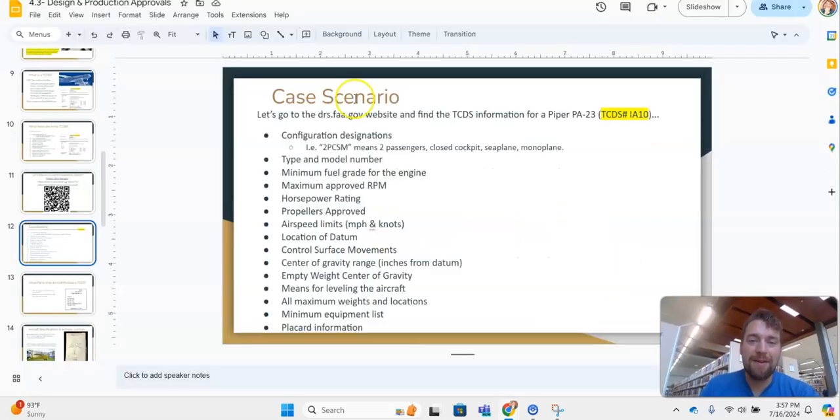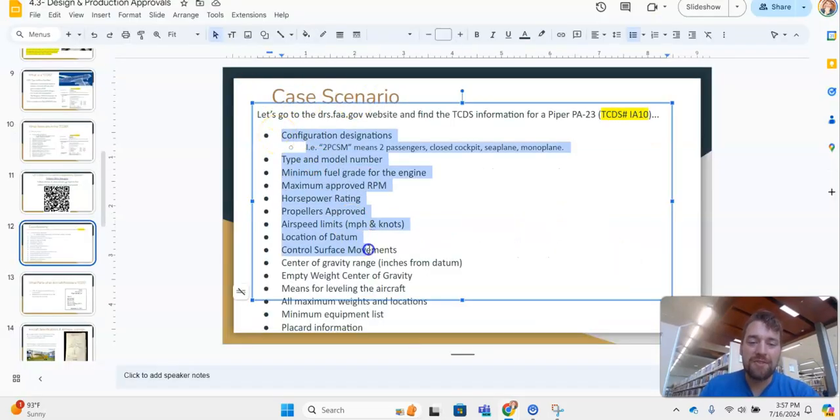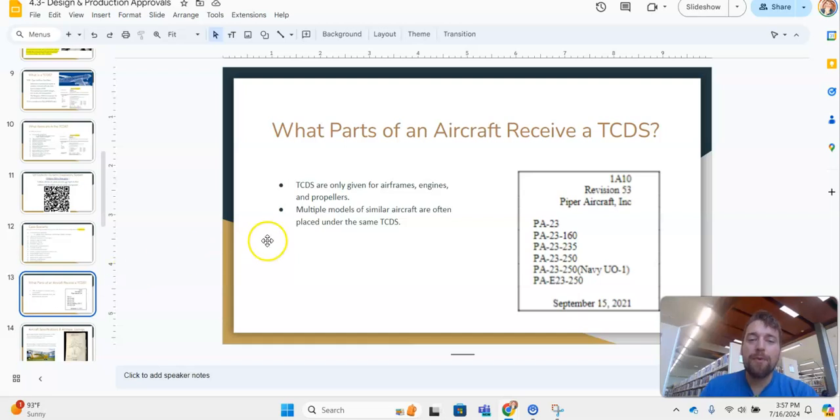Going back to this, we've now had a chance to take a look and answer some of these questions. It doesn't answer all of these questions, but very often you'll find this kind of information on many of the TCDS. So, a couple things to mention here. The TCDSs are only given for airframes, engines, and propellers. You don't have to worry about appliances or instruments when it comes to a TCDS. Important thing to know. Another thing that's important to know, and I mentioned this earlier, but I'll say it again, multiple models of similar aircraft are often placed under the same TCDS. I already showed you this, and I even included a screenshot of it right here.